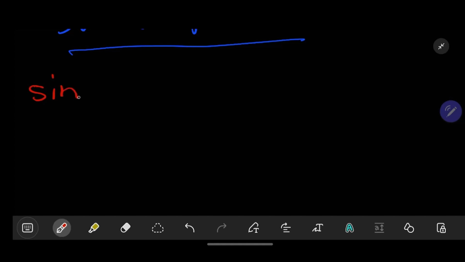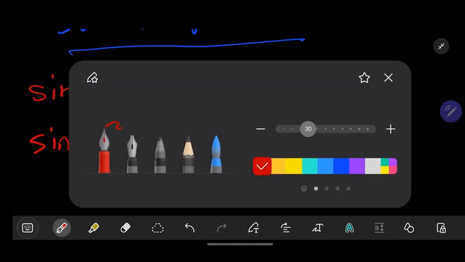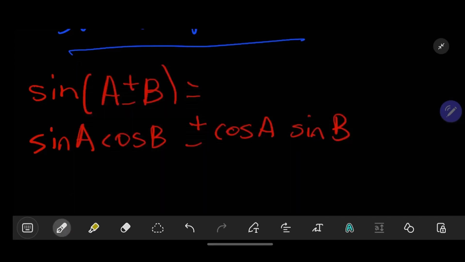So here, let's start with sine. If we have sine of a plus or minus b, that is equal to sine of a cos of b plus or minus cos of a sine of b. Now pay very close attention to the signs, right? Very important to look at the signs. We can see here that if we have a plus here, both must be the same. If we have a minus, then we have a minus.